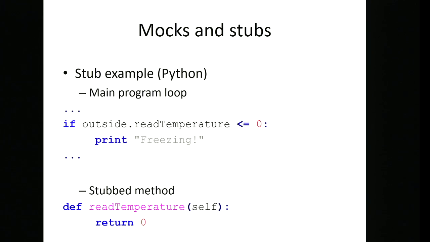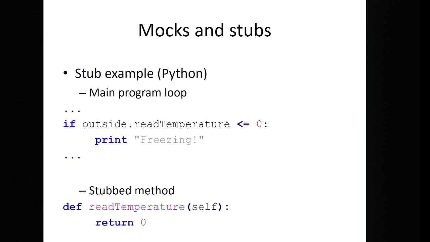We used this example last week about reading a sensor. So we've got some code which is going to poll an external thermometer somewhere, and if the temperature is below 0, or equal to or below 0, it's going to print freezing. It's not very exciting, but that's what it's going to do.